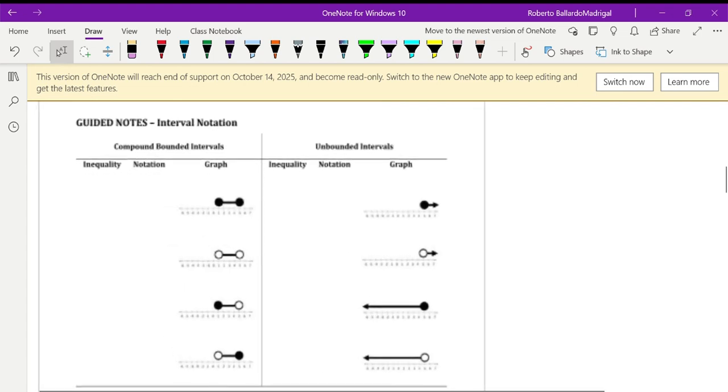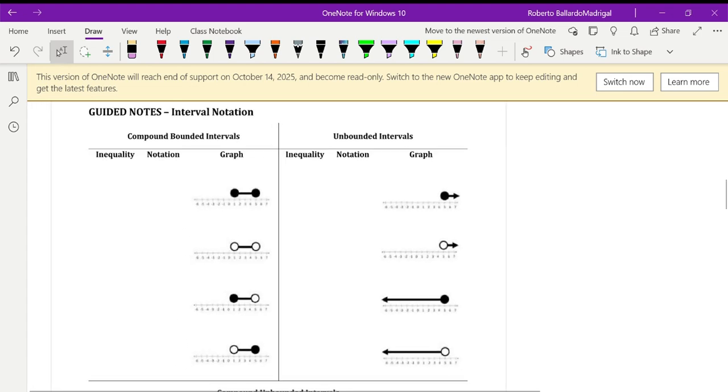Guided notes, interval notation. Okay, so we're going to talk about 2 different kinds of intervals. We're going to talk about bounded intervals and unbounded intervals. All right, and for the notation, we are going to be looking both at inequality notation and then what's called interval notation, which is when we use parentheses and brackets. So basically what we're doing here is we're using inequalities or parentheses slash brackets to tell you what the set of numbers is. Like, what numbers are we including in this graph?